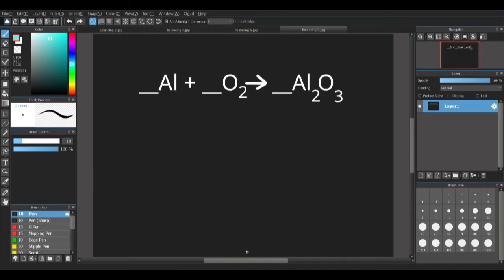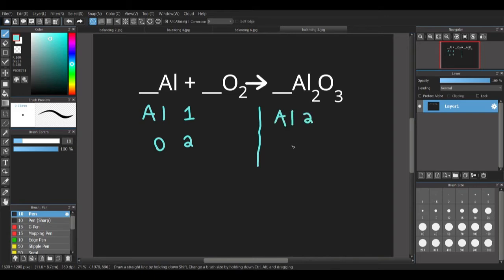So the next question we're going to try is Al plus O2 creates Al2O3. Just like the last question, we're going to list the amount of each element. On the reactant side, we have 1 aluminum and 2 oxygens. And then on the product side, we have 2 aluminums and 3 oxygens. Now, we could put a 2 here and balance the aluminums, but we're not going to because that will most likely change. So, like I said earlier, we're going to leave the elements by themselves to the end. We're going to deal with the oxygens first.